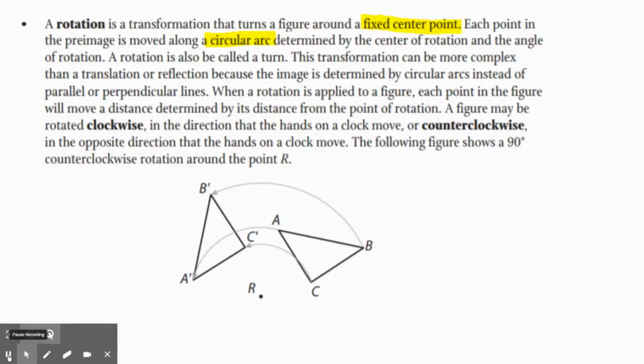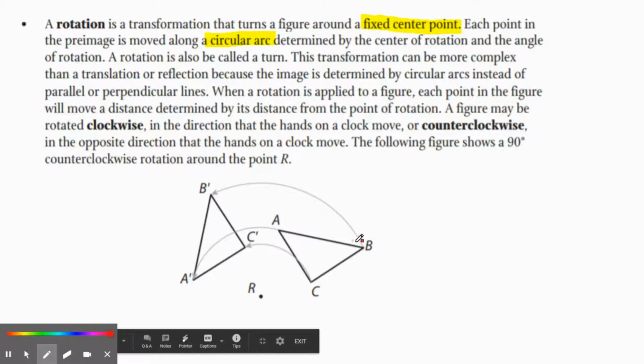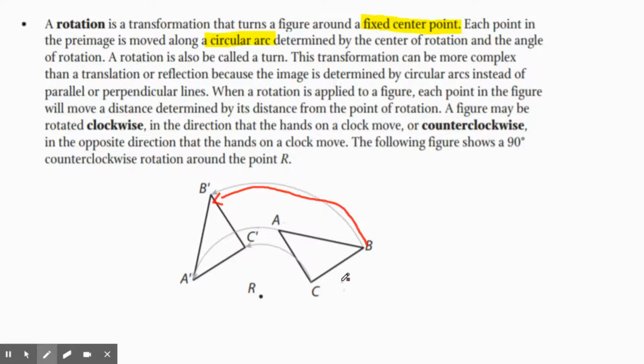And perhaps the most difficult is the rotation. Remember, a rotation is a transformation that turns a figure around a fixed center point, and each point in the pre-image is moved along a circular arc determined by the center of rotation and the angle. Remember, it goes counterclockwise or clockwise. Counterclockwise is also known as a positive rotation, whereas clockwise is actually a negative rotation. This example right here is showing a 90 degrees counterclockwise rotation.